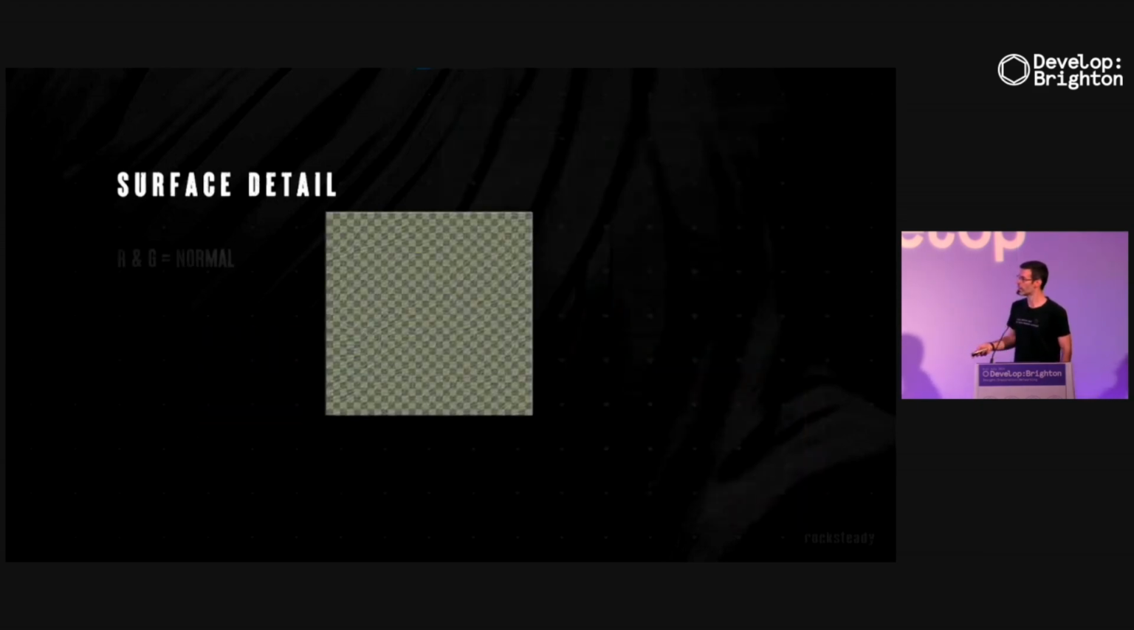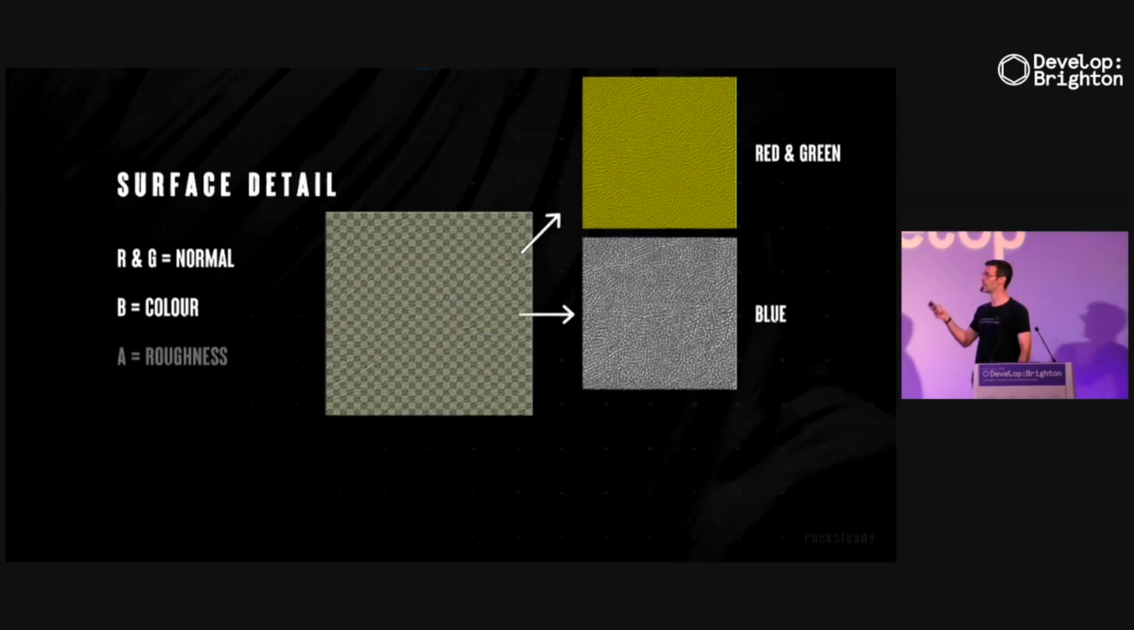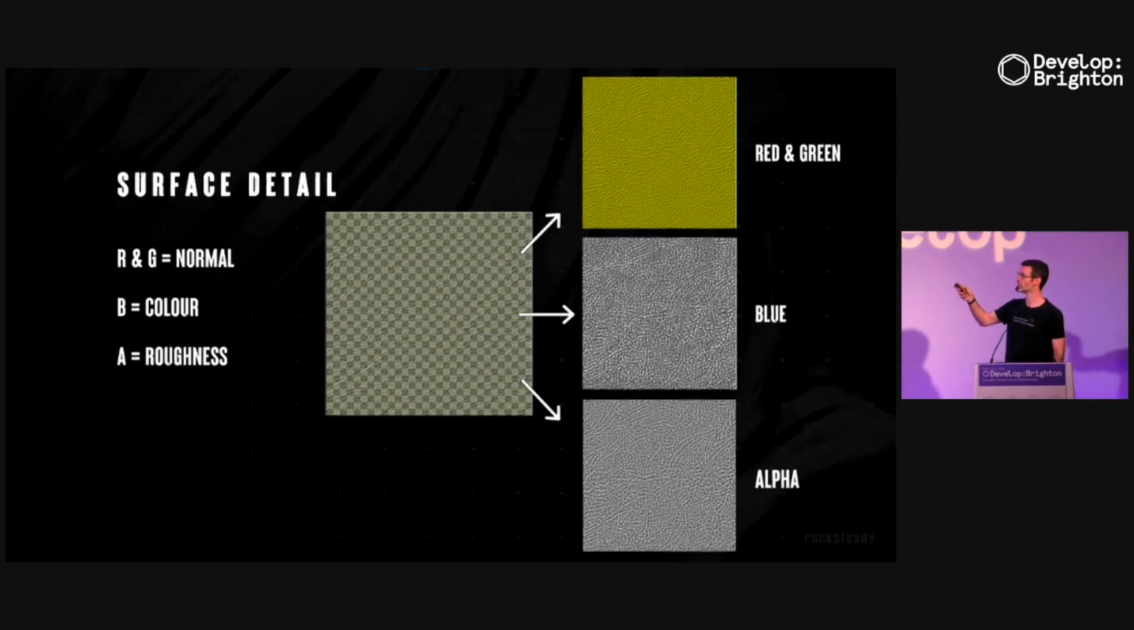The way we pack our surface detail maps, we have normal X and Y on the red and green channel. Normal Z gets added in the shader. On the blue channel, we have the color contribution. The way this works is the light values of that channel lighten the color underneath, no matter what the color is, and the dark values darken it.